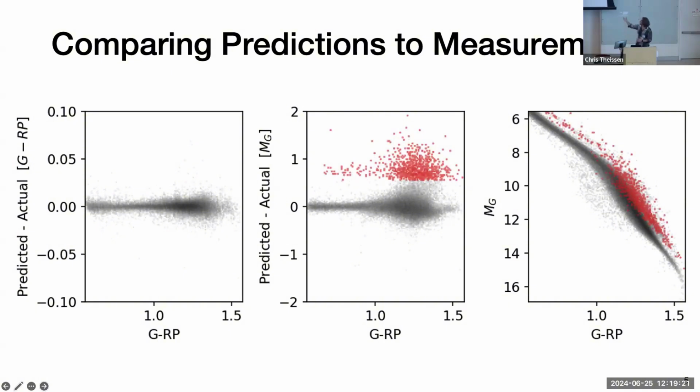But we see this strange cloud above the absolute magnitude. These are things which are predicted to be dimmer than is actually measured from Gaia. These systems are overluminous, basically. And these are candidate binaries, which is cool.